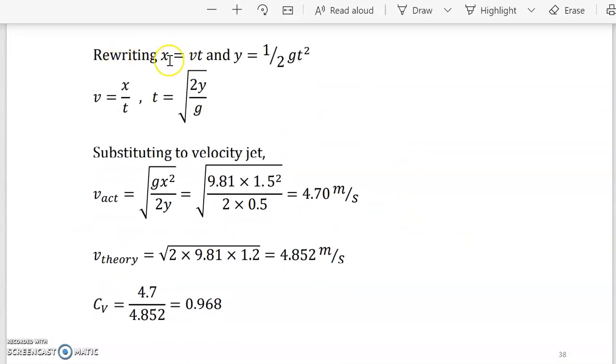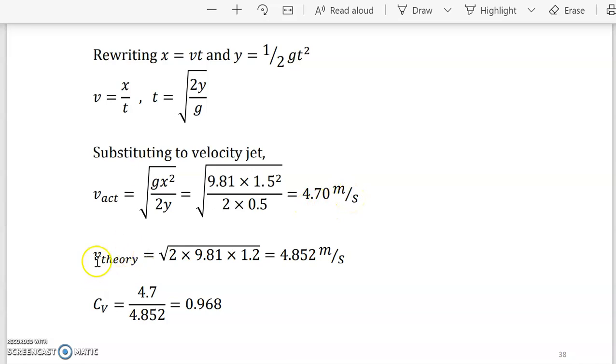So by rewriting x equal to Vt and y is half of gt squared, V may have x over t, and t is equal to the square root of 2y over g. And then substituting into the velocity of the jet, we have V actual equal to x times the square root of g over 2y. So just put all the values into this equation, and we get the actual velocity is 4.7 meter per second.